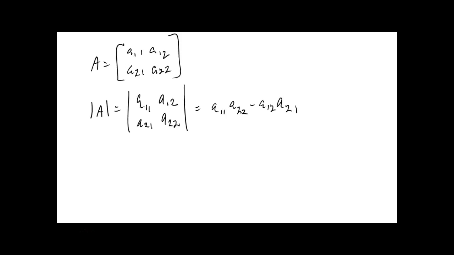The other way to express this is DET of A. Okay? And I hate writing DET. So I always put the bars. They're so much easier to write. And like you've seen, it's the product of the main diagonal minus the product of the off diagonal. Okay. For a 2 by 2.